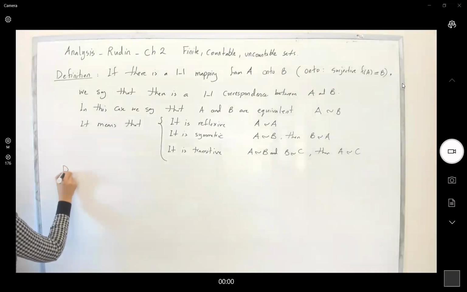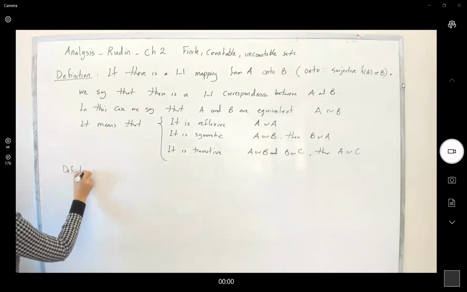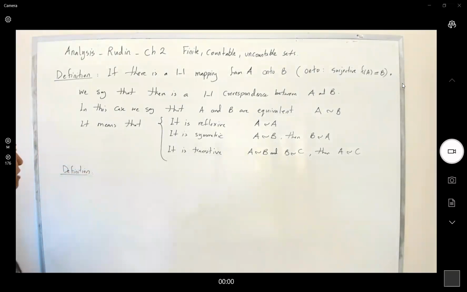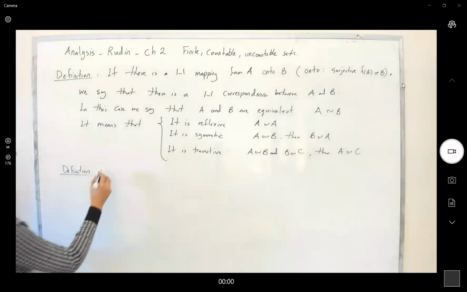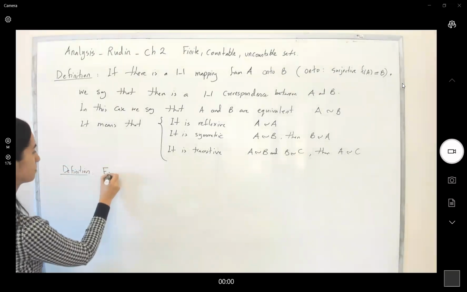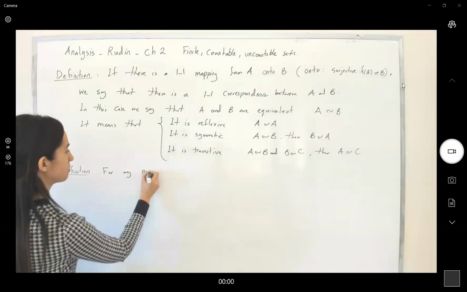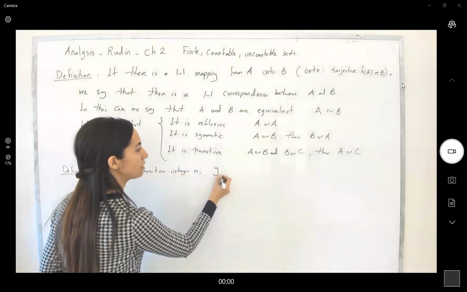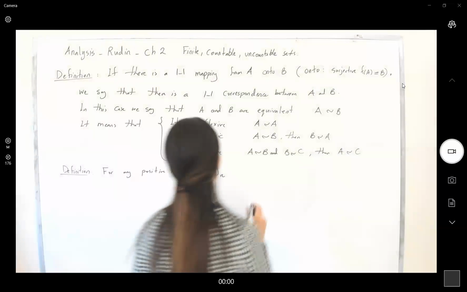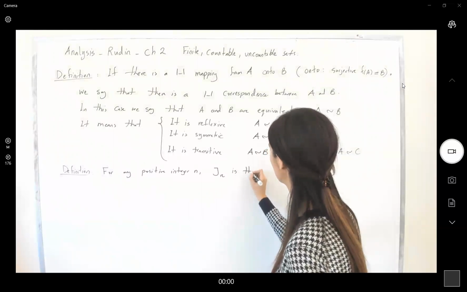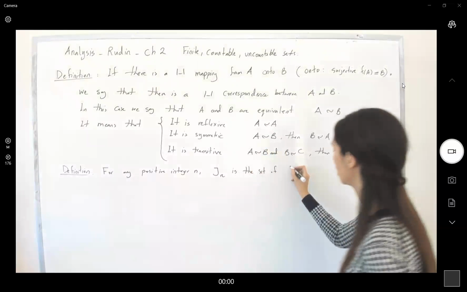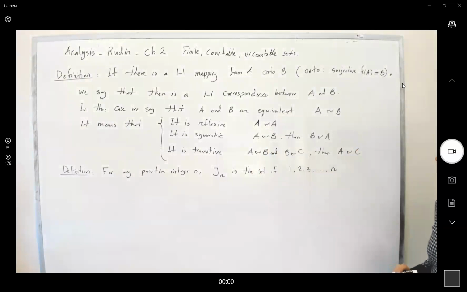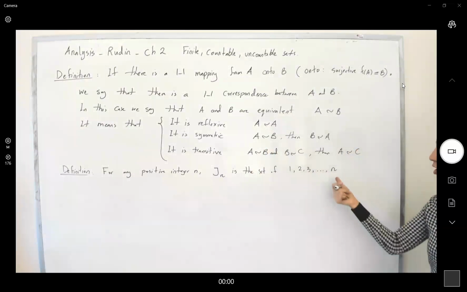More definitions for you. Now we're going to talk about finite, countable, infinite, and uncountable sets. For any positive integer n, J sub n is the set of 1, 2, 3, up to n. So J sub n is the positive integers up to n.